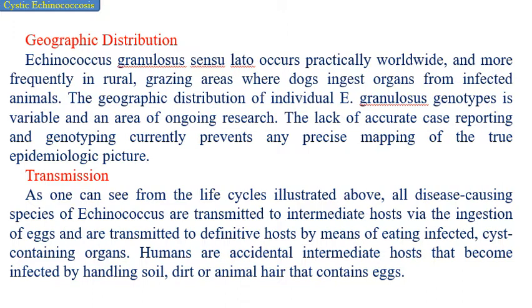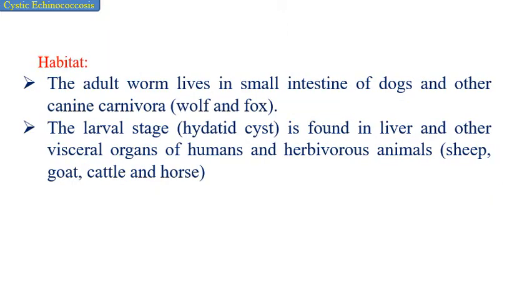Transmission. As one can see from the life cycle illustrated above, all disease-causing species of Echinococcus are transmitted to the intermediate host via ingestion of the eggs, and transmitted to definitive hosts by means of eating infected organs containing cysts. Humans are accidental intermediate hosts that become infected by handling soil, dirt, or animal hair that contain eggs.